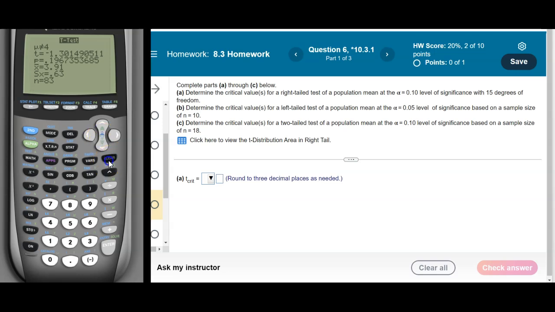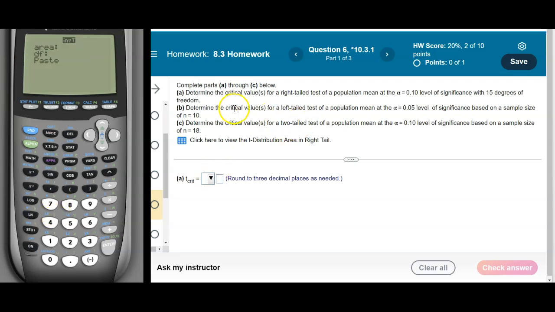Hey Stats class, in this video we're going to look at how to find critical values for a t-test, a hypothesis test about a mean with a standard deviation, population standard deviation unknown. To do these we need something called the inverse t distribution. It is under second vars, right there, number 4 is inverse t.